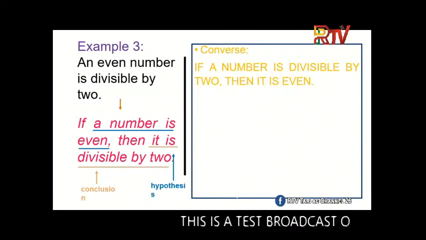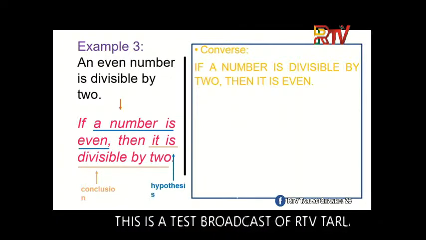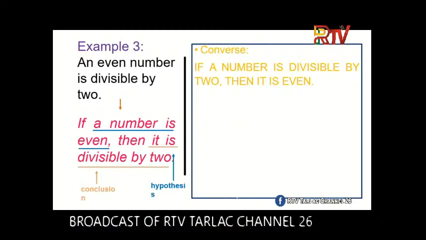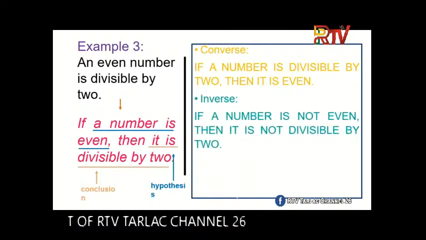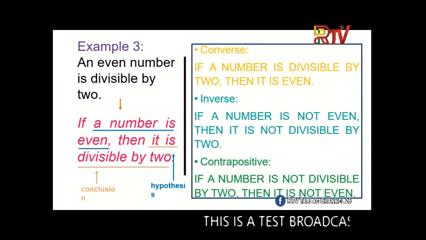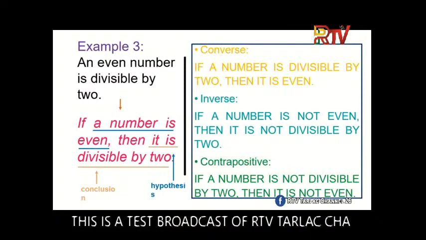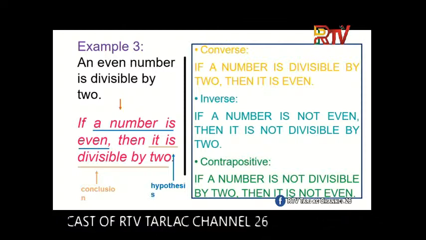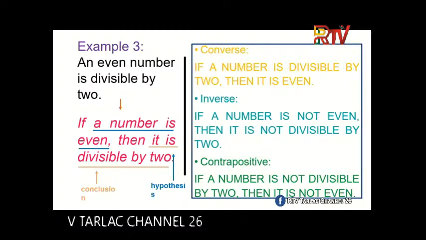Excellent. Now, to obtain the contrapositive, we need to reverse the negation of the hypothesis and the conclusion. Just as we did, here is the result. If a number is not divisible by 2, then it is not even. If that is your answer, congratulations, because you were able to understand how to write the converse of a statement.